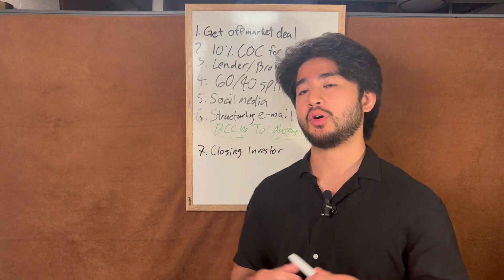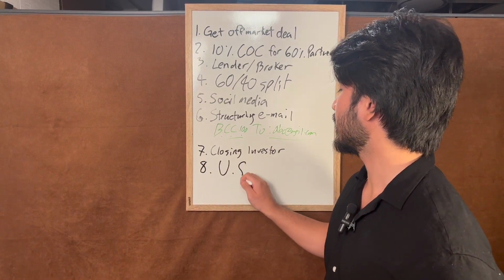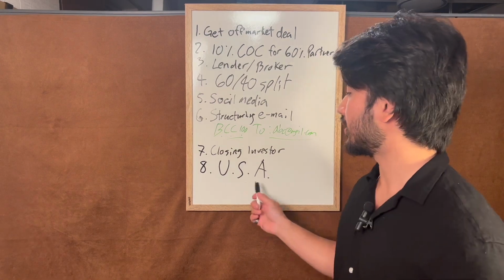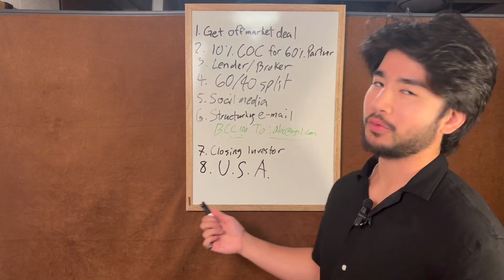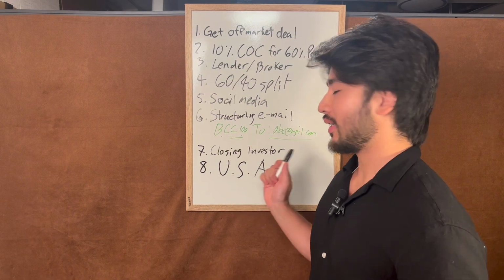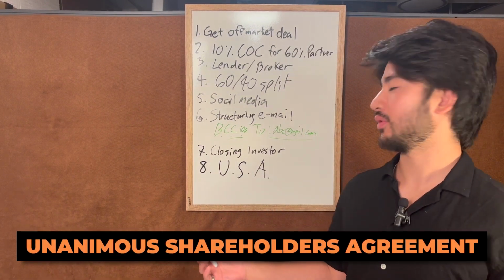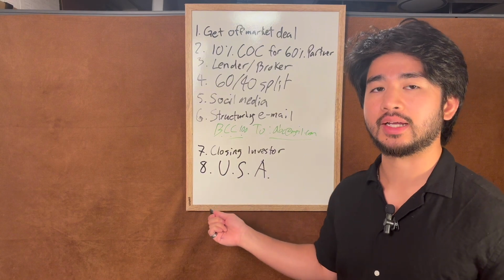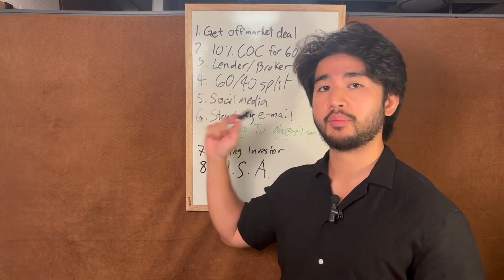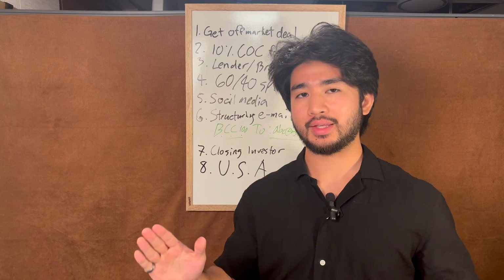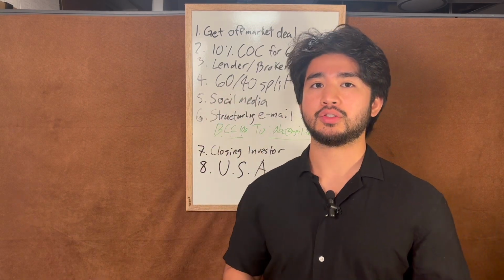We're going to be talking about step number 8, which is the USA. Okay, now what is the USA? It is not United States of America, although, of course, go America. USA stands for the Unanimous Shareholders Agreement. So what is this Unanimous Shareholders Agreement? This is the contract. It acts as a JV, a joint venture contract between you and your 60% partner to ensure that everything is cut and dry, black and white on the actual agreement so you guys know what's going to happen.